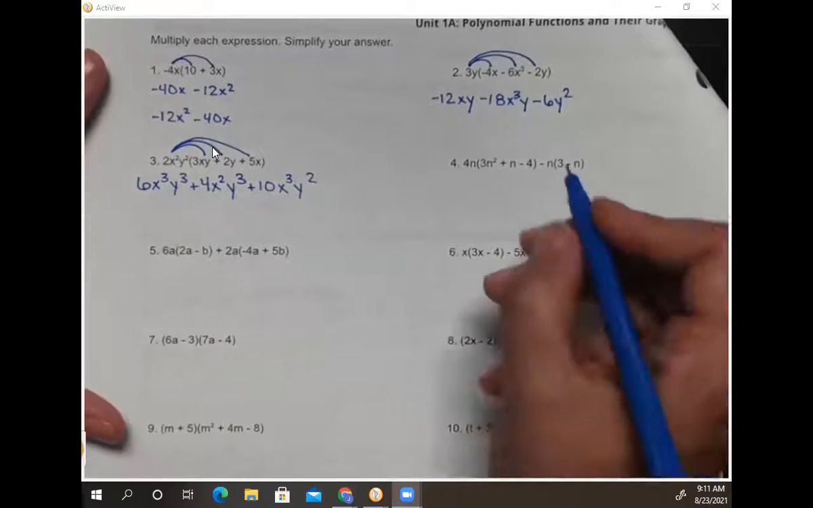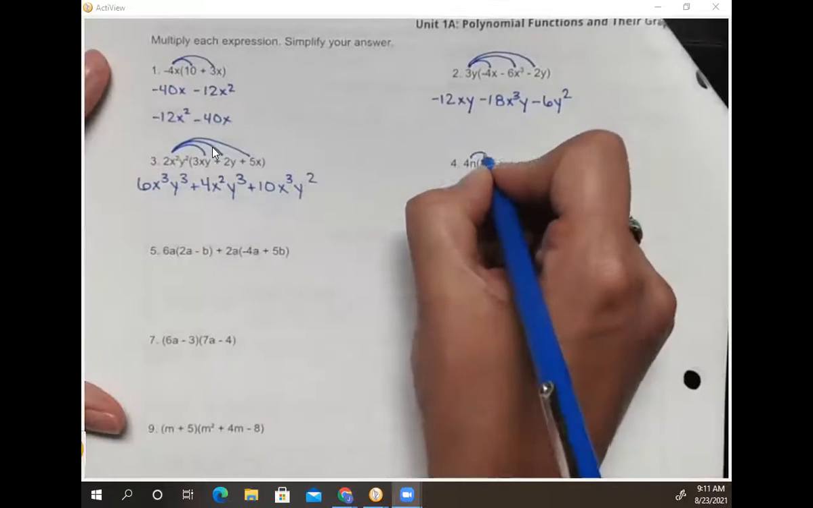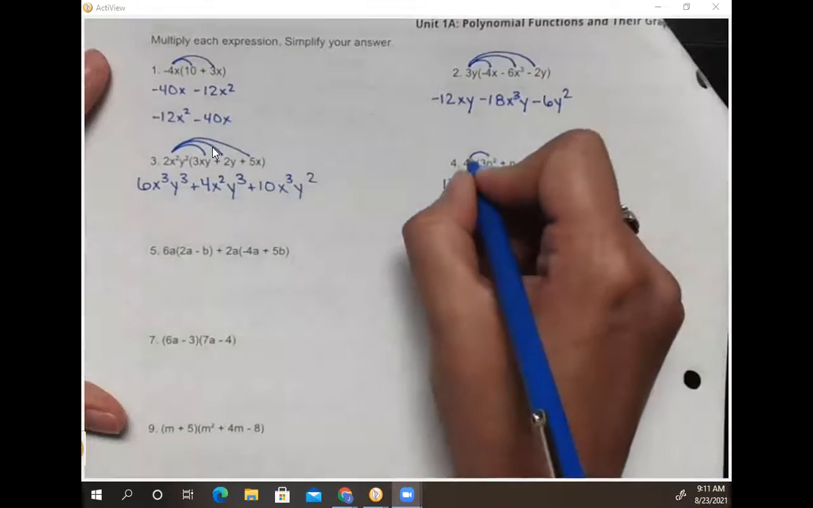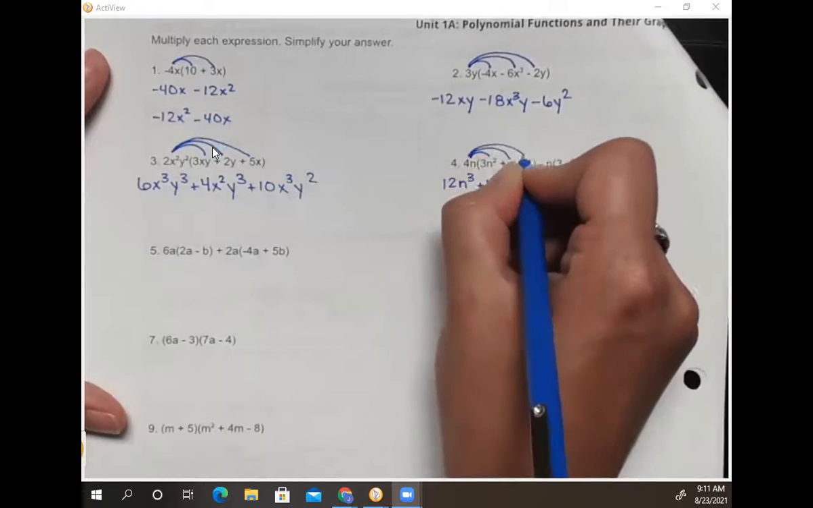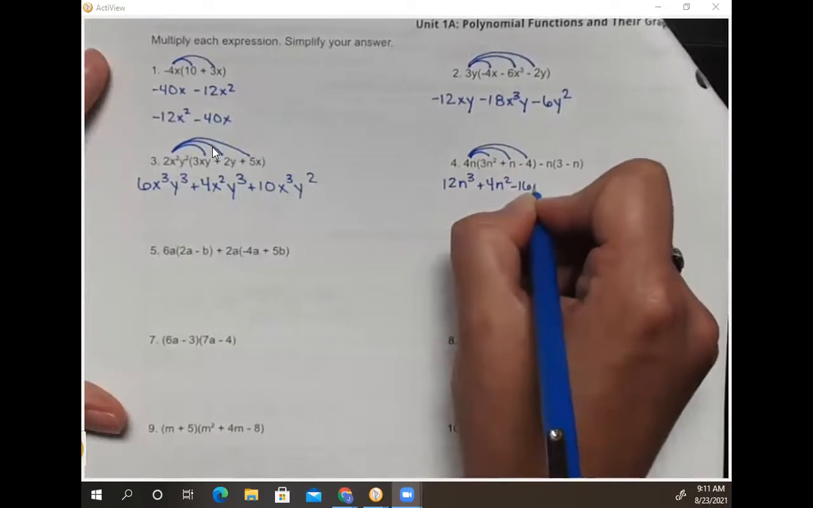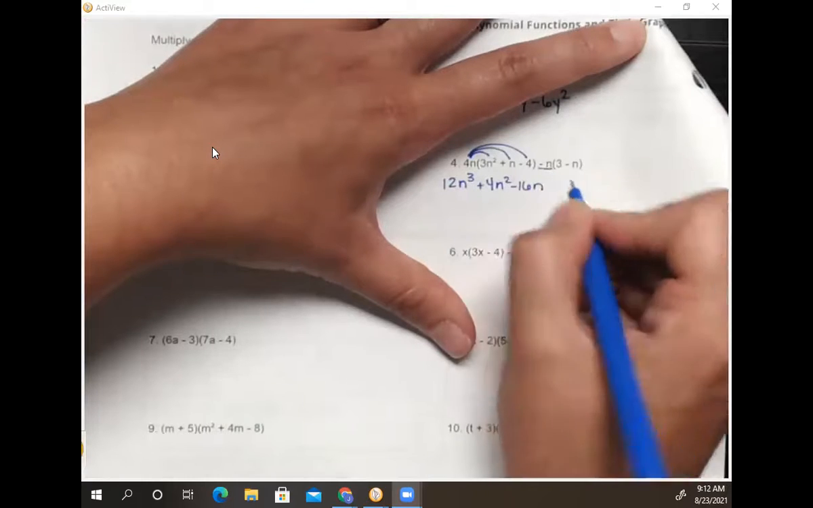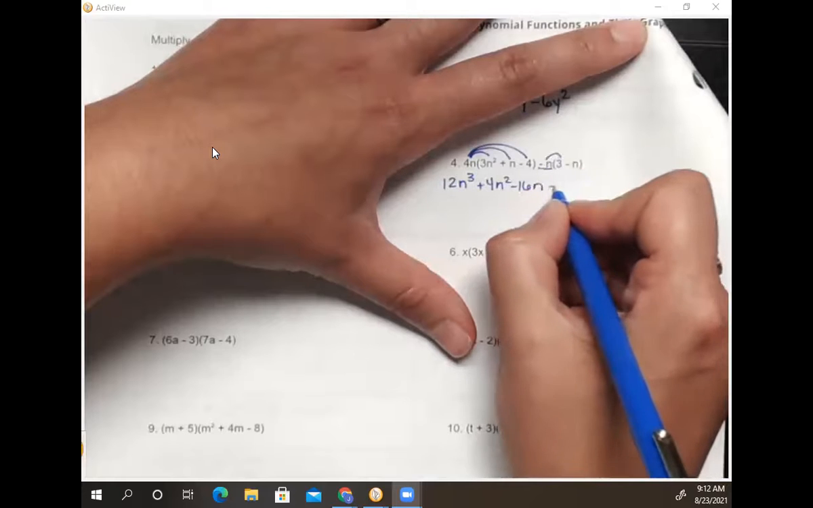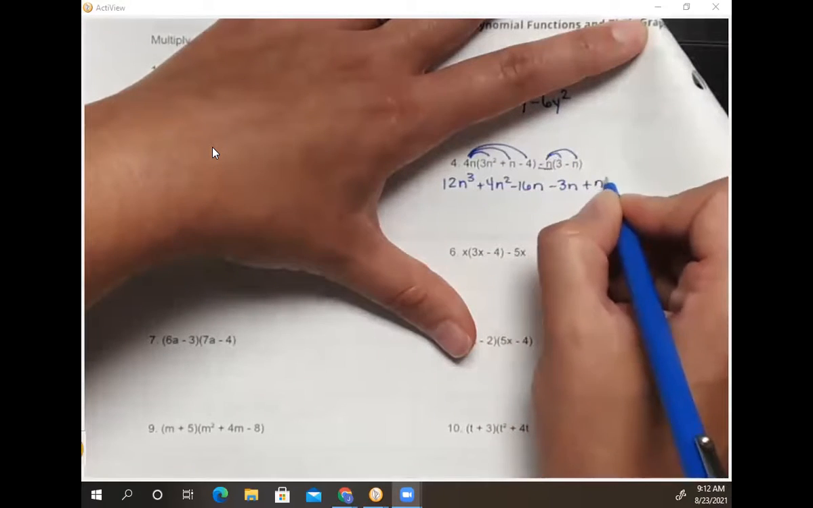Okay, now let's take a look at number 4. Number 4, we're back down to a single variable. So let's go ahead and distribute. This would be 12n cubed plus 4n squared minus 16n. And now I've got some more distribution here. I'm going to multiply through the negative n. That way I keep that subtraction with it. So minus 3n plus n squared.